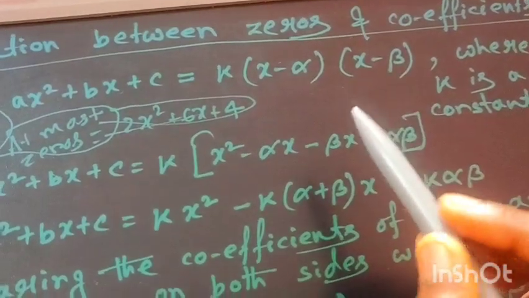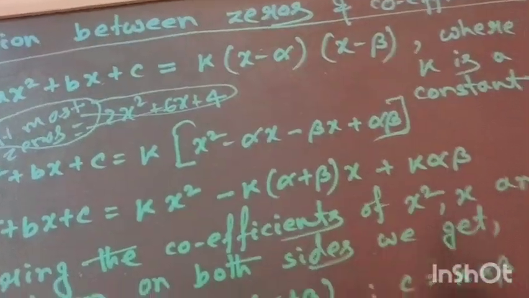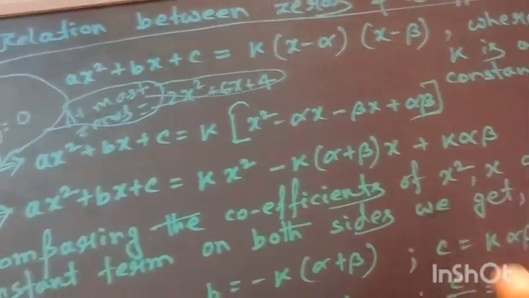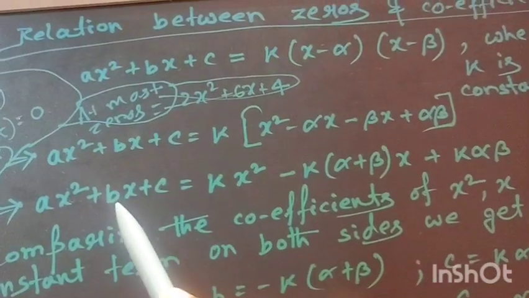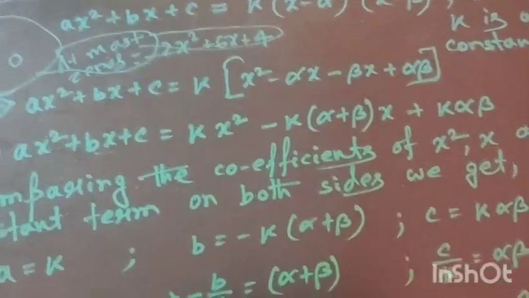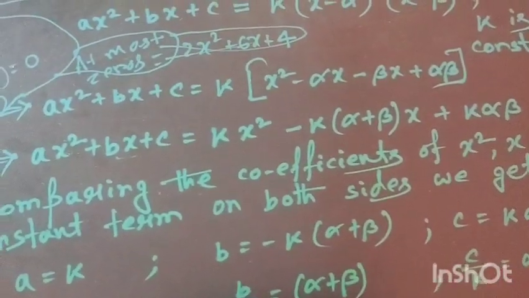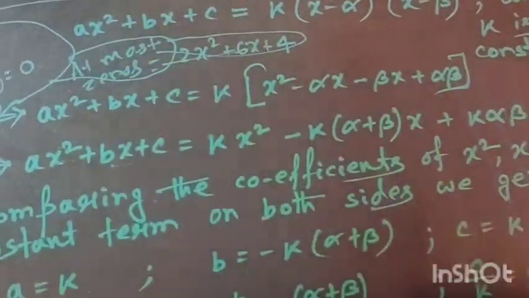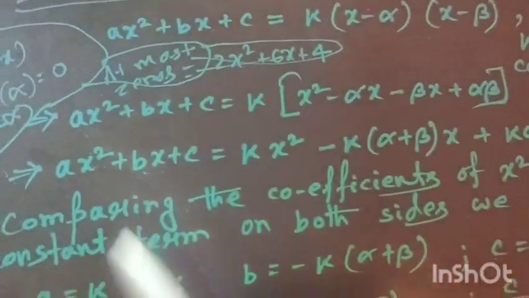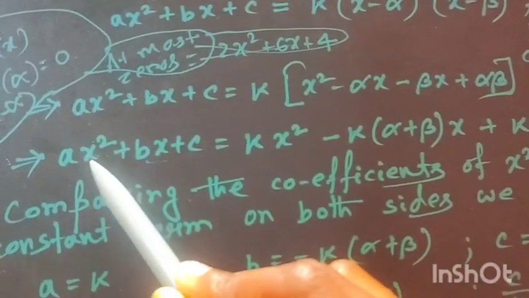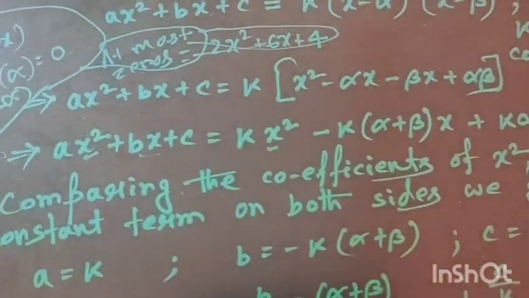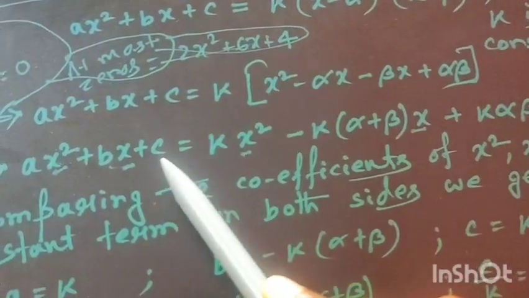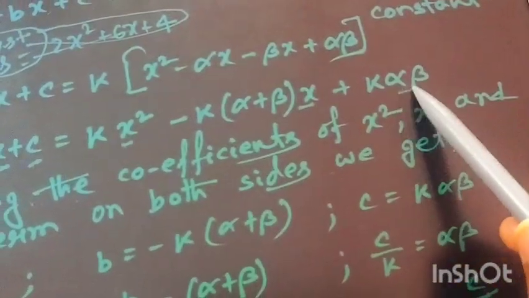Now we will simplify it. Just simplify the right hand side and you will get kx square minus k into (alpha plus beta) x plus k alpha beta. And on the left hand side is the general form of the quadratic polynomial. Now what we will do is compare the coefficients on both sides. We can compare coefficients in an equation when two such polynomials are given. So how do we compare? We will compare the coefficient of x square from both sides, the coefficient of x from both sides, and the constant term from both sides.